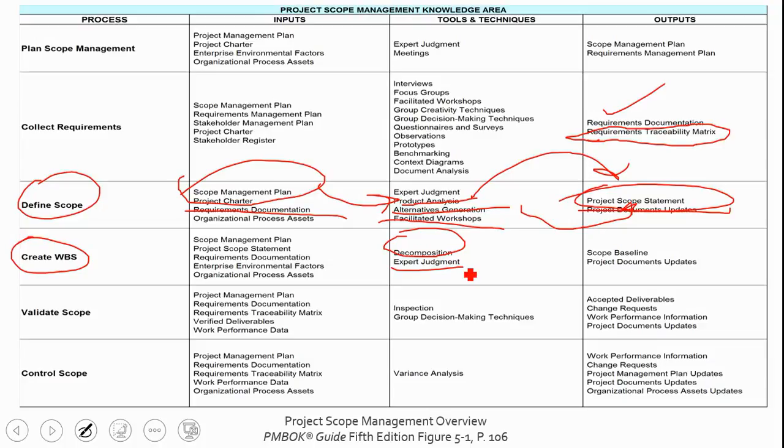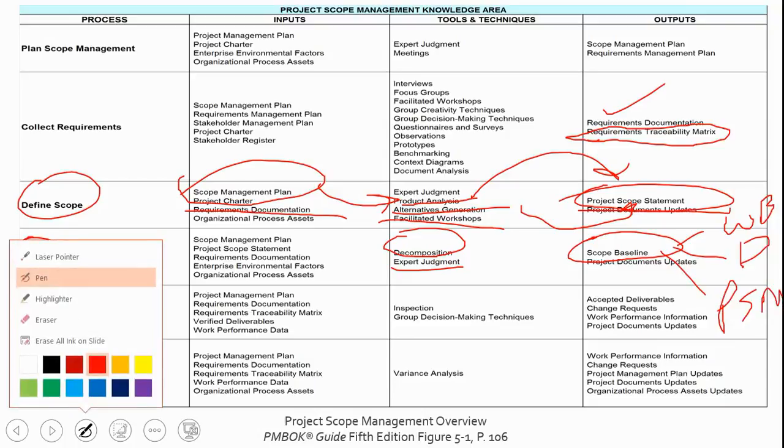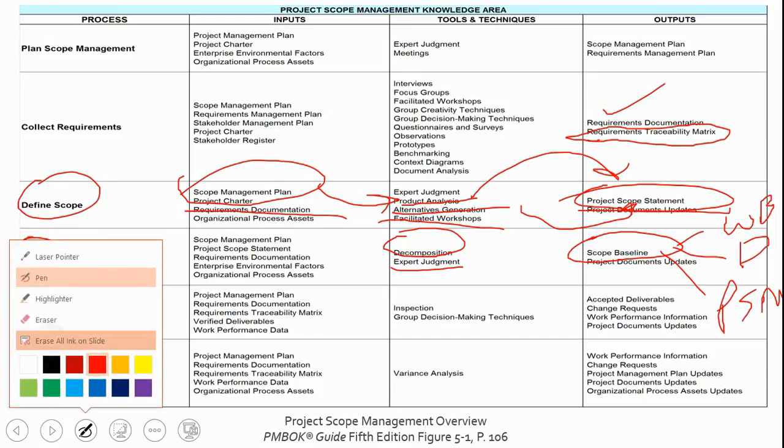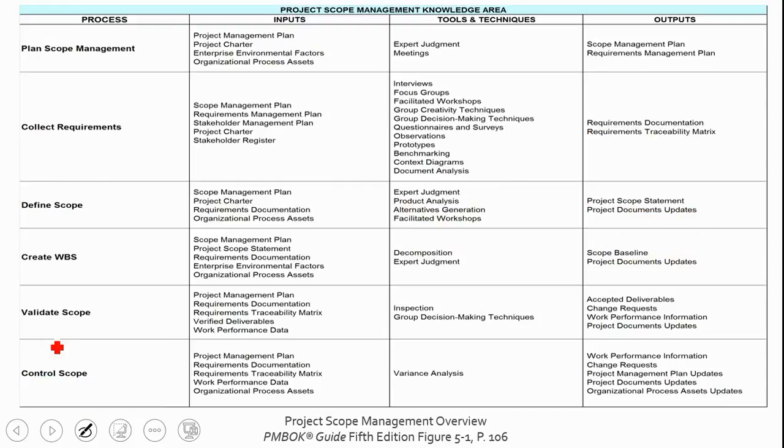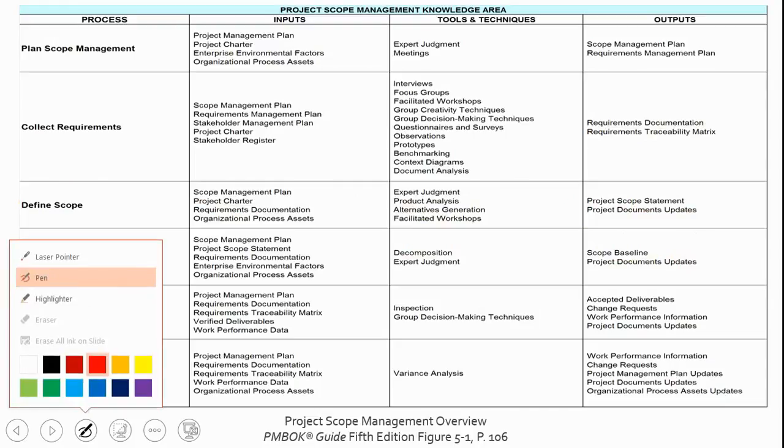Before you exam, you do want to observe that the scope baseline is the output, because your scope baseline contains your WBS, WBS dictionary, and your project scope statement. Okay, it contains those three things. As a result, we don't have the WBS explicitly mentioned. We have scope baseline. All right, let's erase some of this and move on to our next process, validate scope.